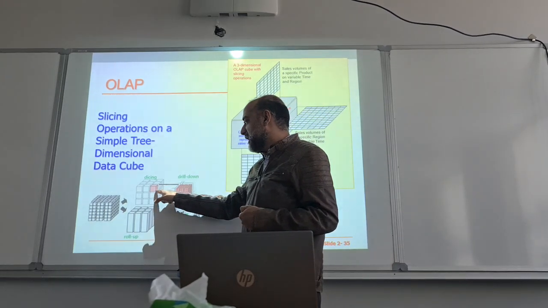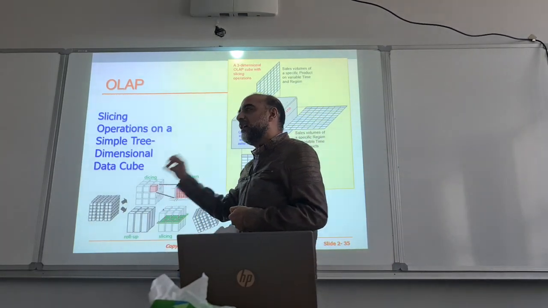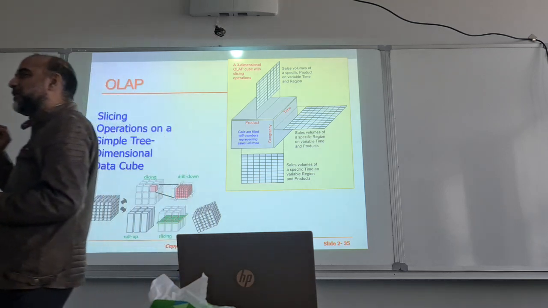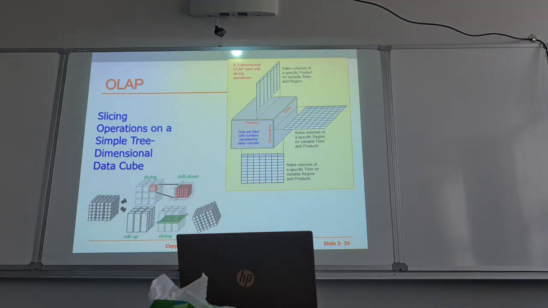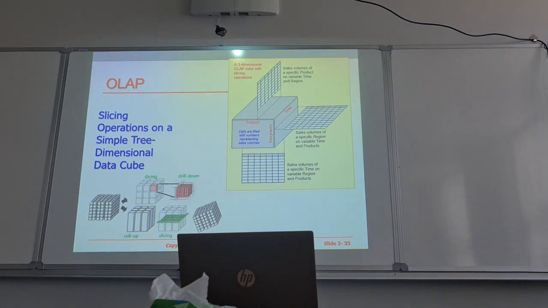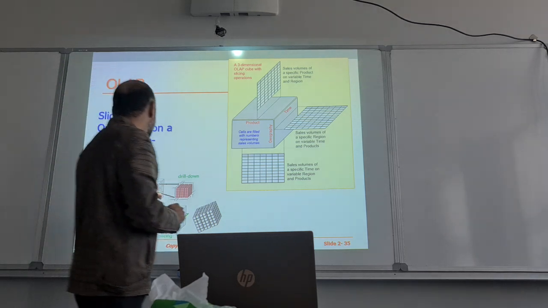But I can also take a dice out, which means not one product, but maybe a group of products analyzed for areas and time. So this becomes what you call a dice. You can see that because it's not one product, it's not like a paper, but like a cube, a subcube. So this is called dice.